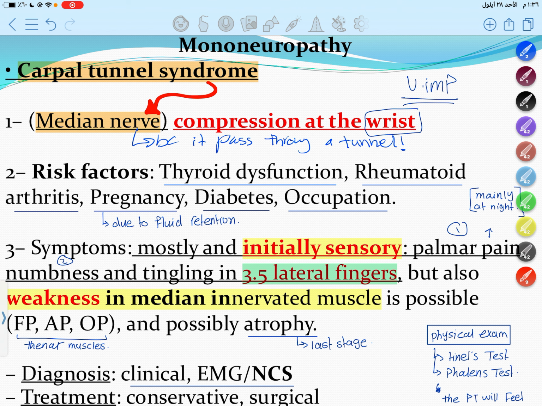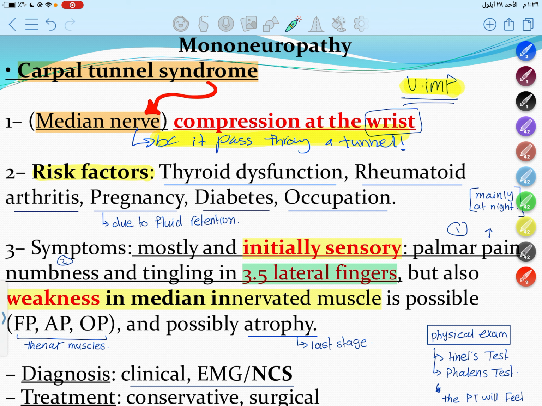And there are certain risk factors for that. For example, patients with thyroid disease and fluid retention, or patients with rheumatoid arthritis, or pregnancy. Some of the ladies are all right, but when they get pregnant, because of the edema of pregnancy, they get carpal tunnel. And that carpal tunnel could resolve after pregnancy or sometimes persist. Systemic diseases like diabetes, or sometimes occupation, those working with vibrating tools.